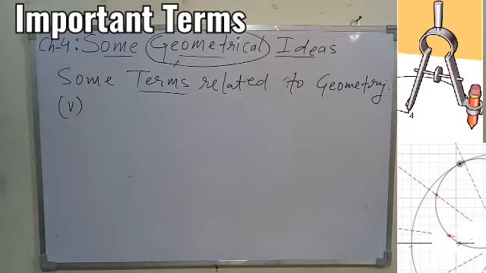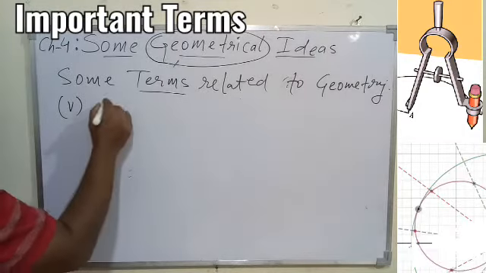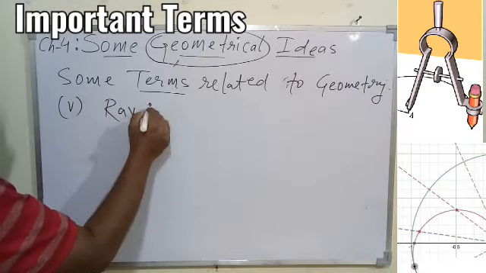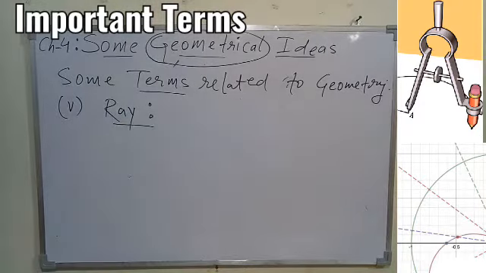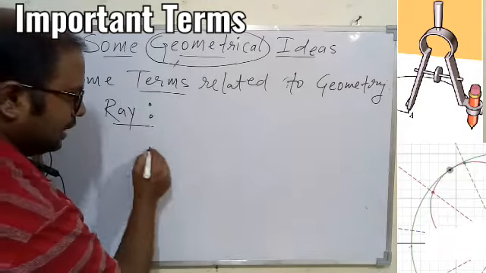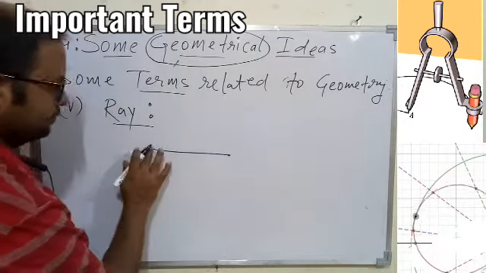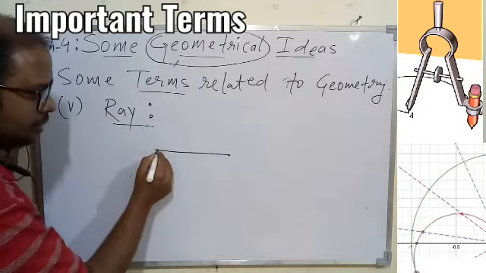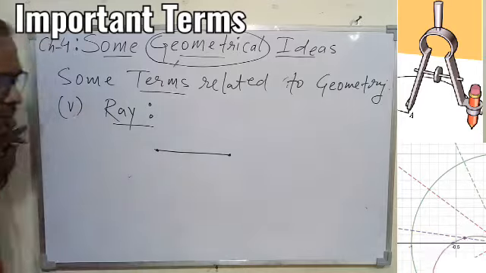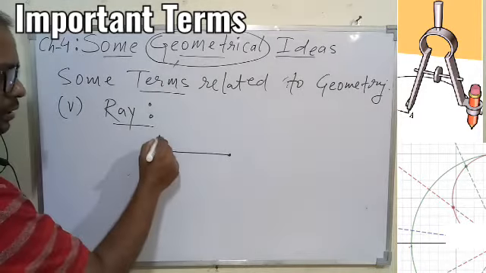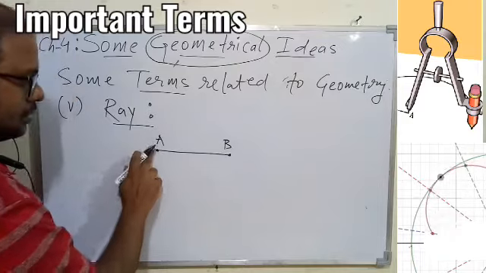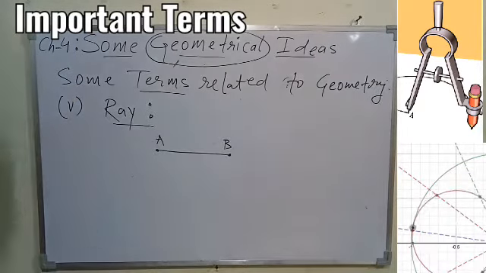So the next one we have is called a ray. Just take the example of a line segment very first, so we'll understand the meaning of a ray. Very first, this is a line segment with end points A and B.